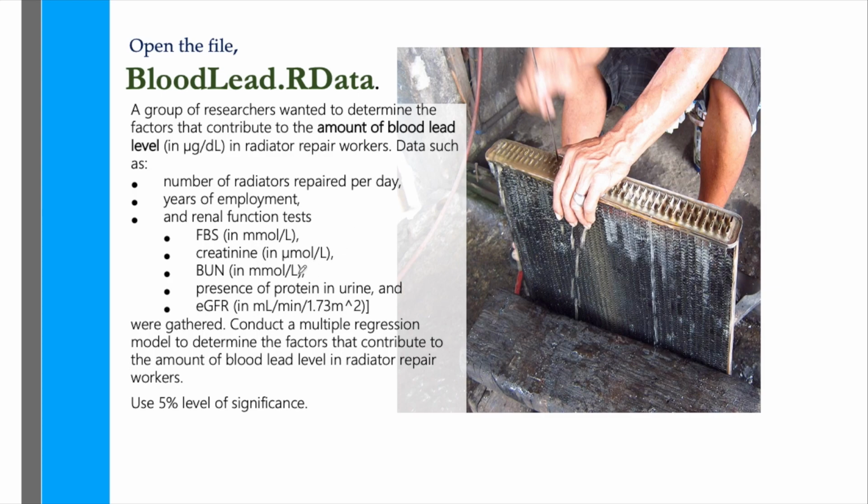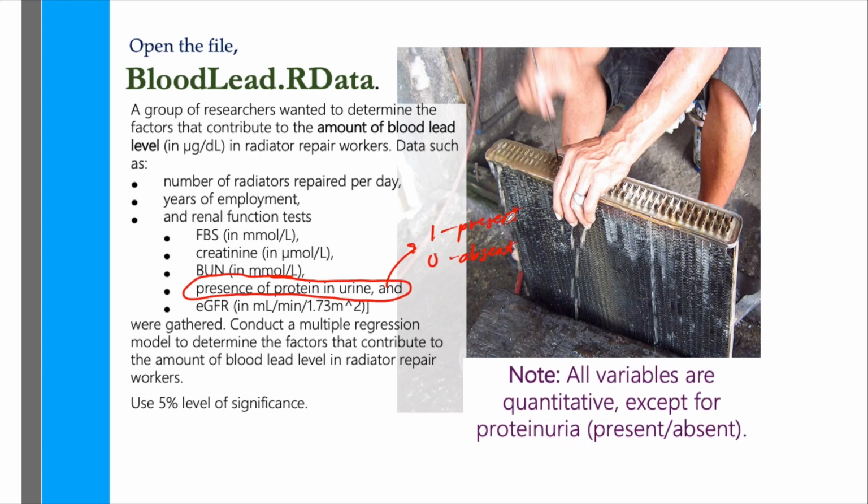Before we proceed, I would like to clarify that one of the predictors here is a categorical variable, meaning it's coded here that 1 means there is a protein in urine and 0 means there is no protein in urine. Other variables are quantities. So FBS, creatinine, BUN, eGFR, number of radiators, and years of employment are all quantities.